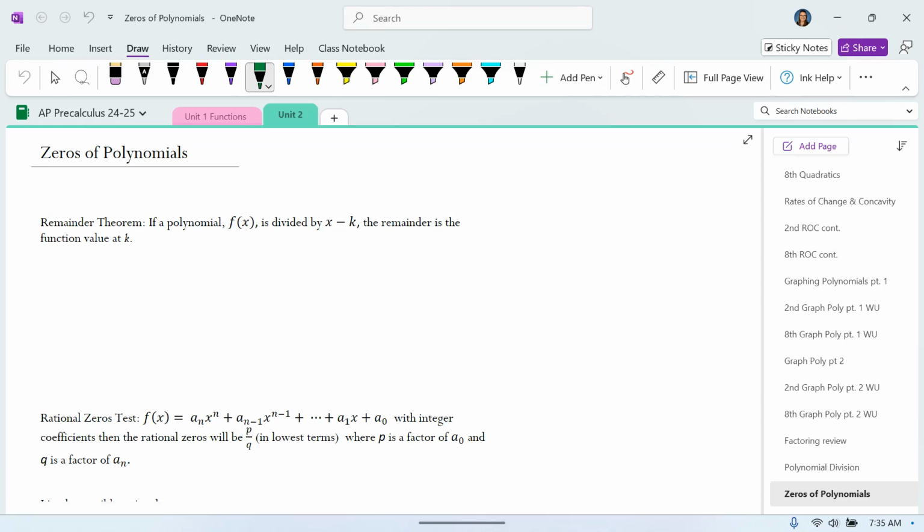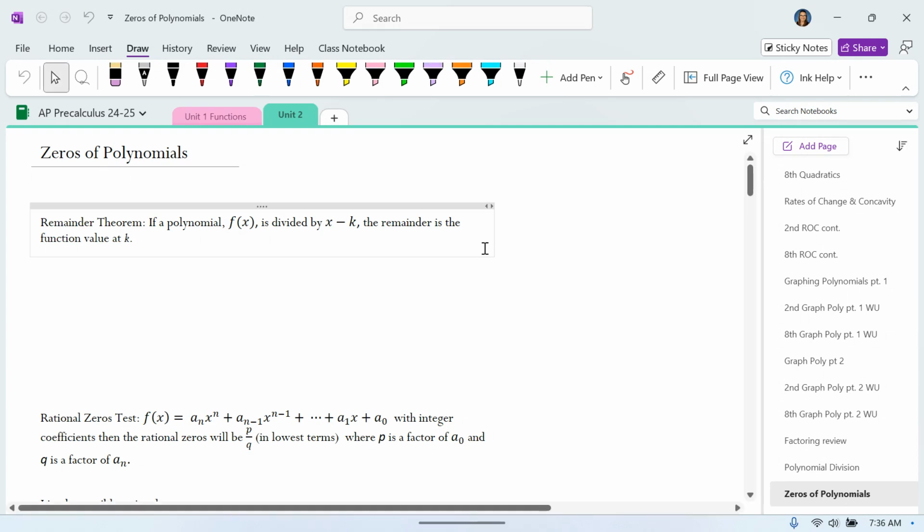So we learned how to do polynomial division. Most importantly, we're going to be using synthetic division to find zeros of polynomials, but we can use other formulas or theorems to help us narrow down our choices when we are trying to find the zeros of the polynomial.